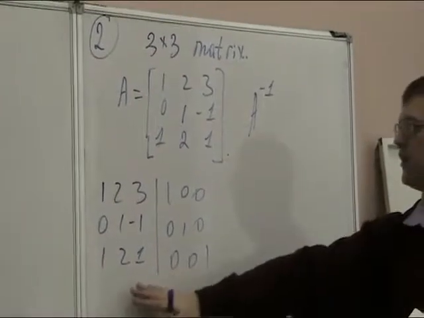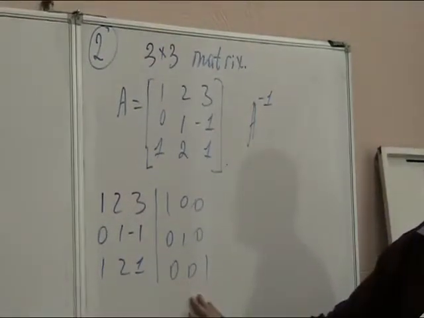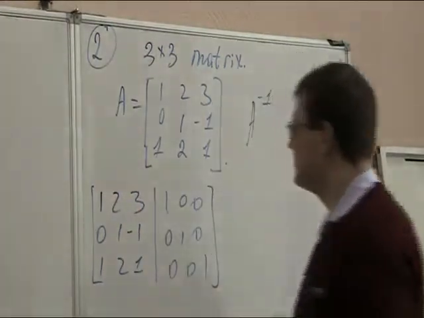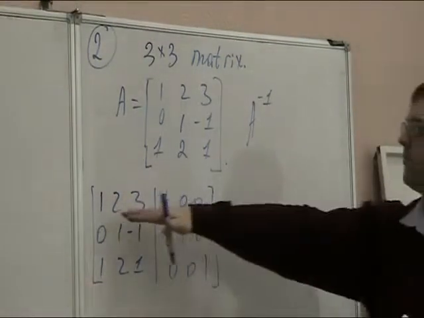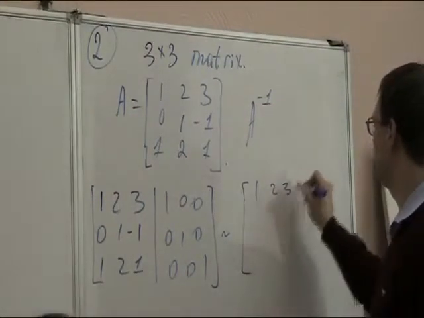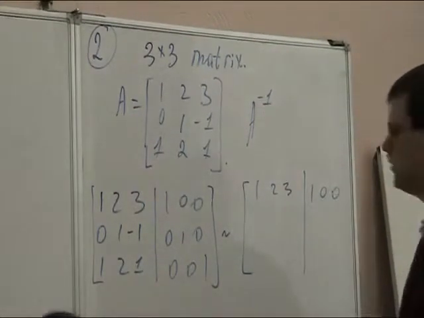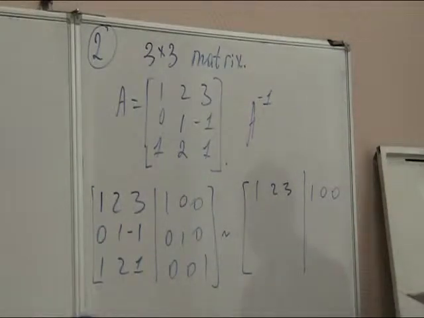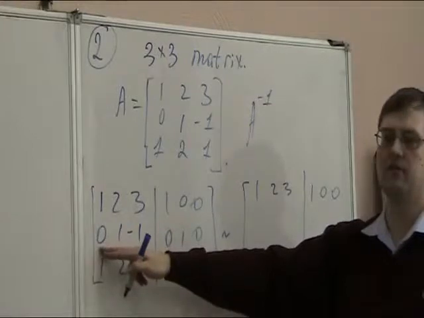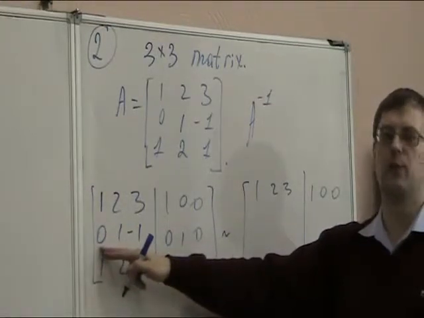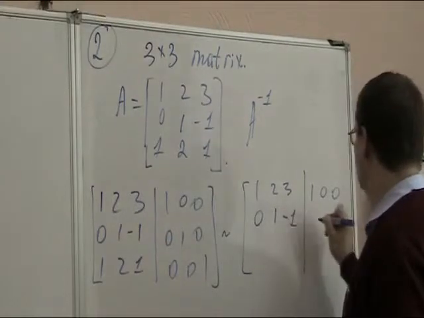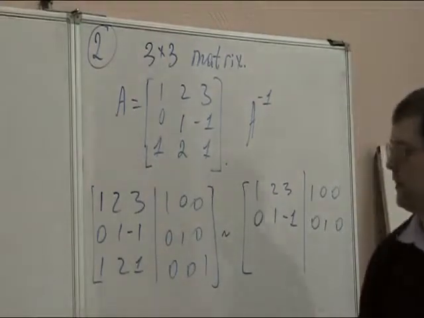Again, we write down our initial matrix and the augmented matrix. And then we start our eliminations. Again, first we leave the first row intact, which means 1, 2, 3, 0, 1, 0. Then we leave the second row the same as well: 0, 1, minus 1, 0, 1, 0.